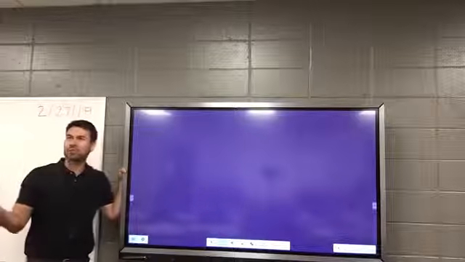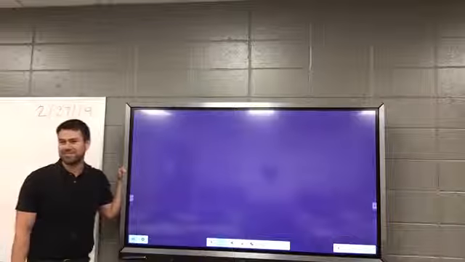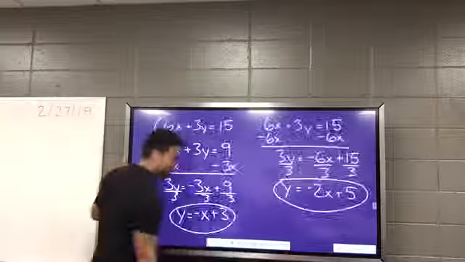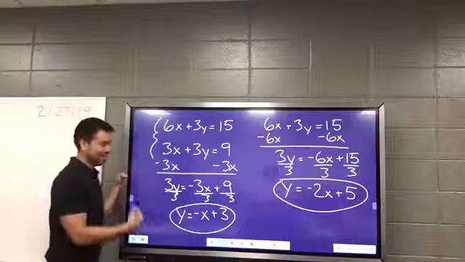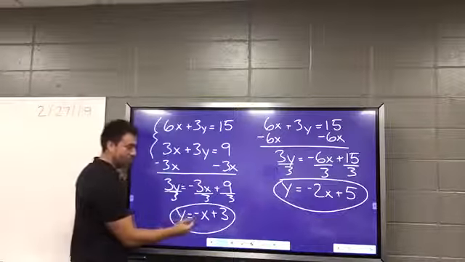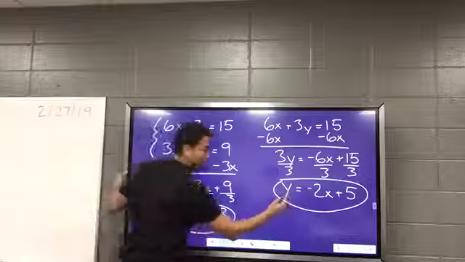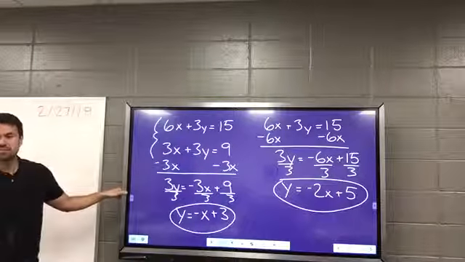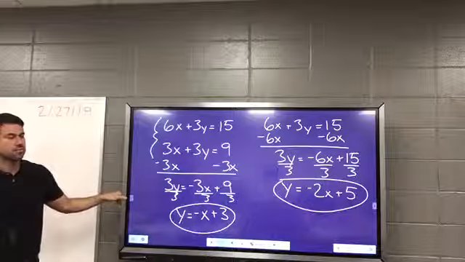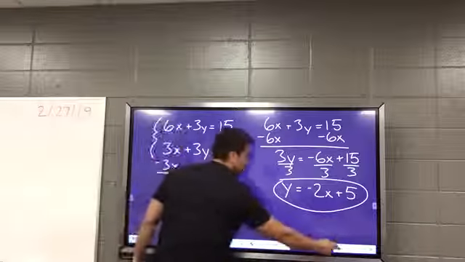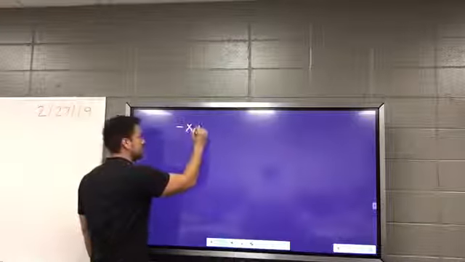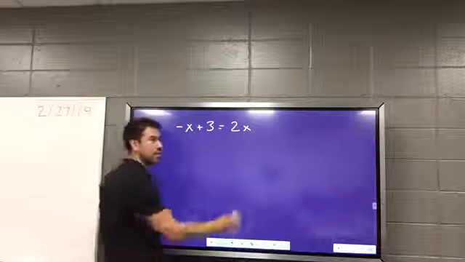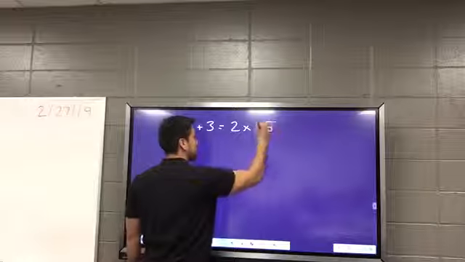Sorry, let me repeat it. Y equals a girl, y equals a lady. Let me put it in diagram form. What y equals a girl and y equals a lady. So what equals each other? Negative x plus 3 equals negative 2x plus 5.